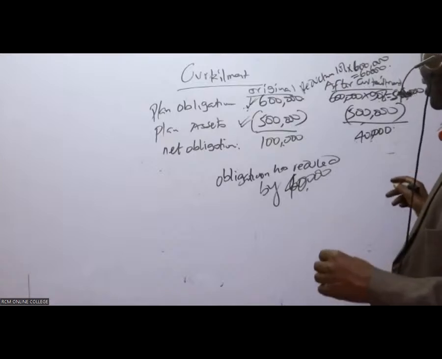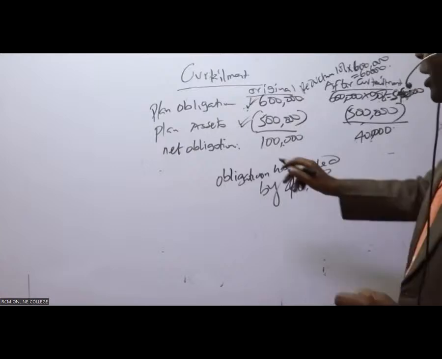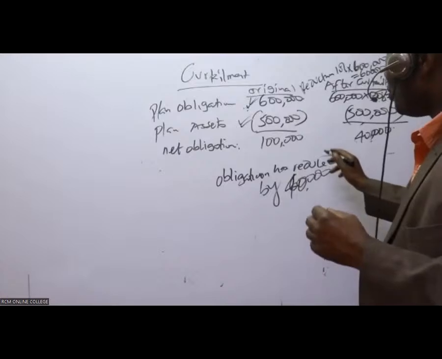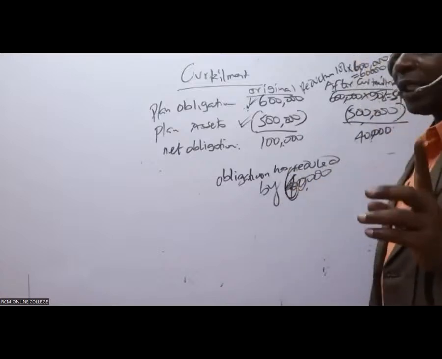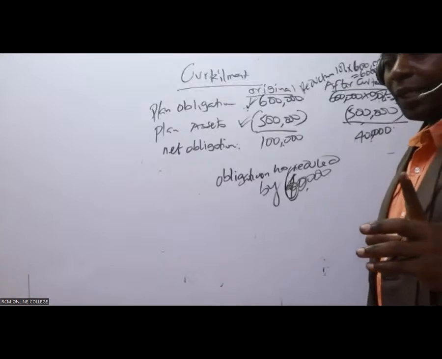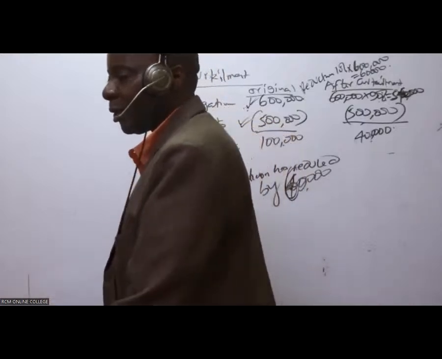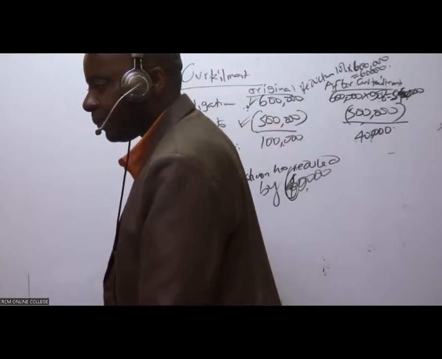So then if that is the case, the obligation has reduced. The obligation has reduced by how much? You can see the net, initially it was 100,000. After curtailment, now it's 40,000. So the obligation has reduced by how much here, somebody? The obligation has reduced by 60,000. Is that okay?